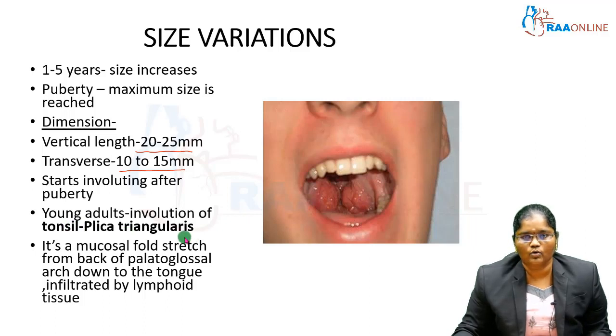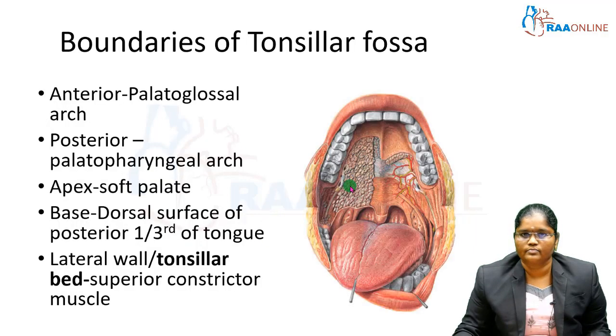This plica triangularis is a mucosal fold stretched from the back of the palatoglossal arch down to the tongue. As the age advances, the tonsil regresses as a mucosal fold and this fold is infiltrated by lymphoid tissue, so that is named as plica triangularis. In this picture you can see the enlarged tonsil. Usually it is in the younger age group, the school going child.